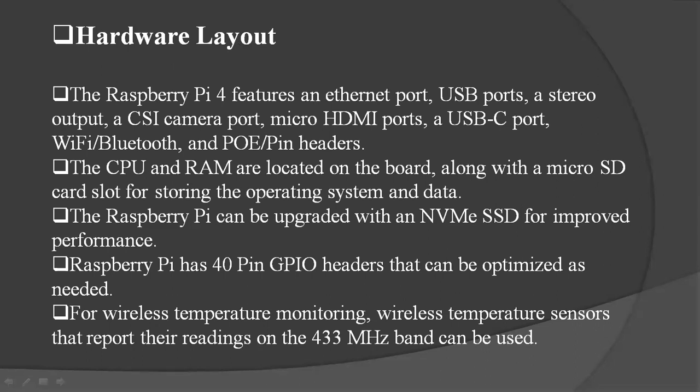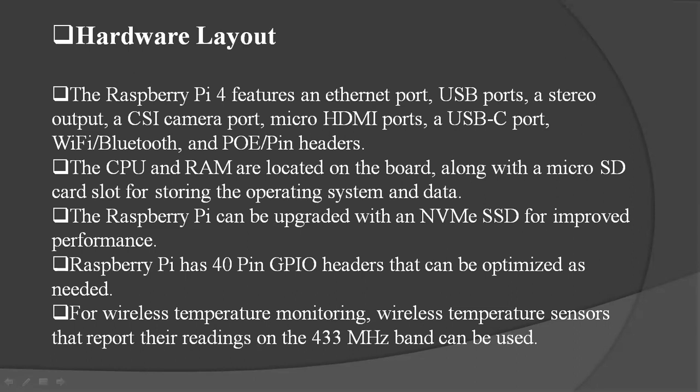As we are telling the hardware layout of the Raspberry Pi, we will take the reference of the latest model, the Raspberry Pi 4. The features are the Ethernet port, the usable USB ports, stereo output, CSI camera port, micro HDMI ports, a USB-C port, also Wi-Fi, Bluetooth, and PoE pin headers. The Raspberry Pi can be upgraded with an NVMe SSD for improved performance.